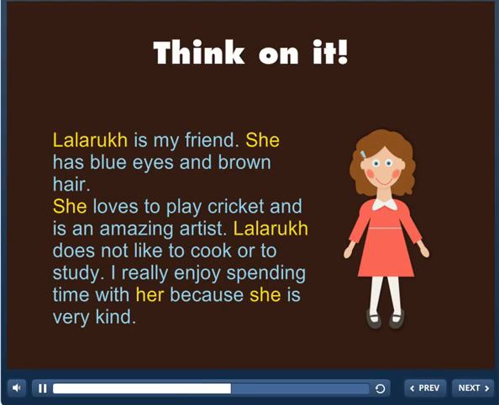Let's look at the paragraph about Lala Rukh as an example. We cannot replace Lala Rukh the first time. The next 2 times, we said she in place of Lala Rukh. Then, we said Lala Rukh again. After that, we used the pronouns her and she in place of Lala Rukh. This way, our paragraph did not sound repetitive.